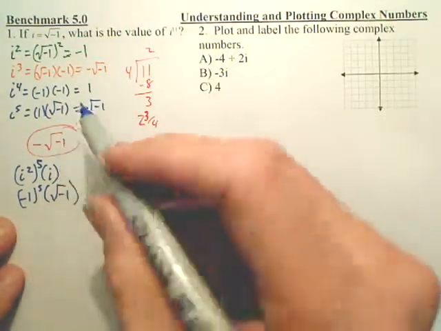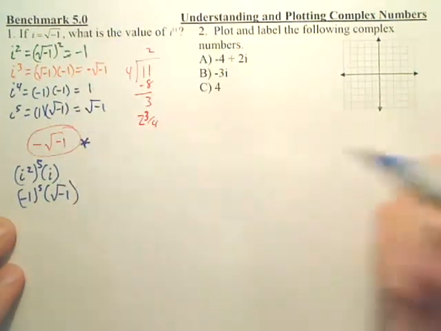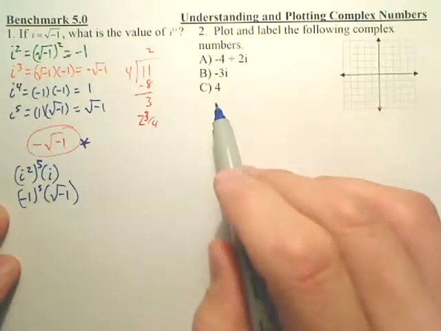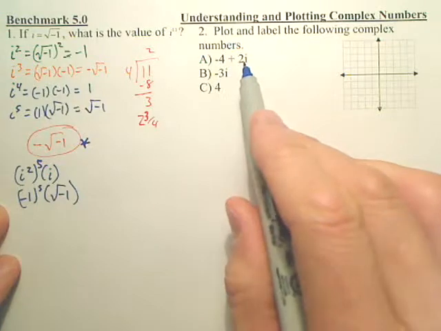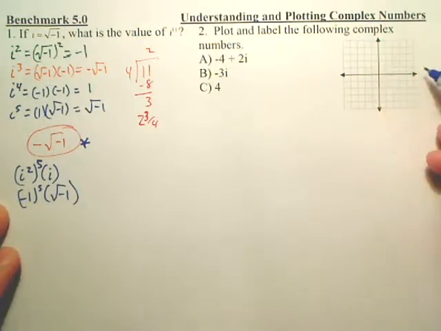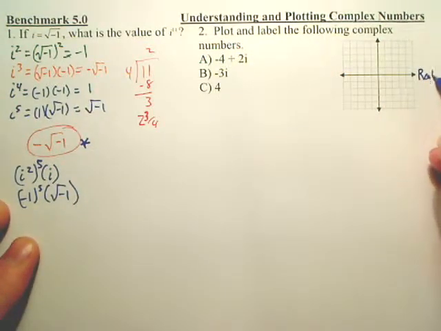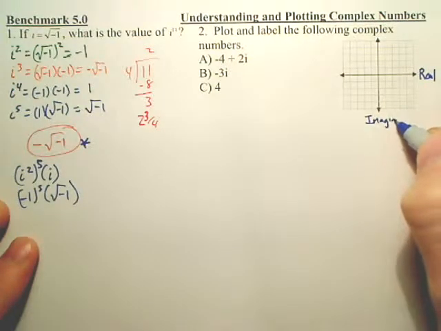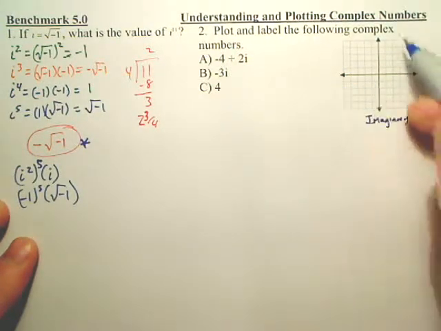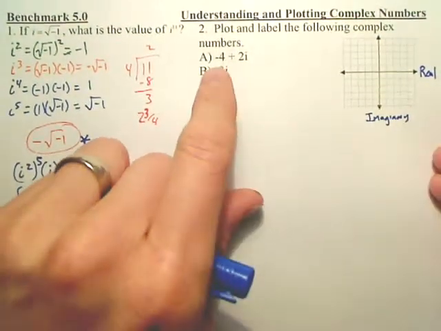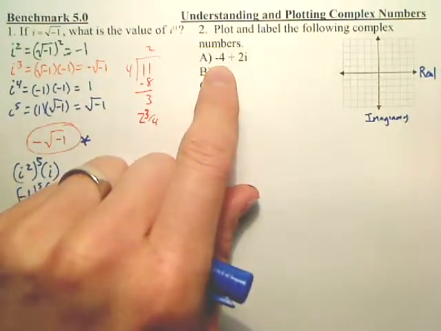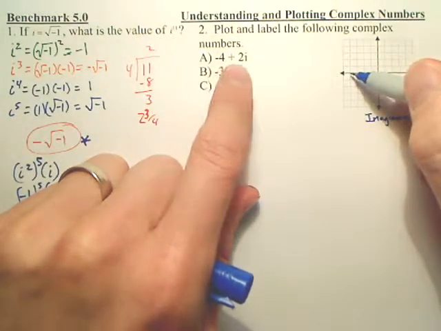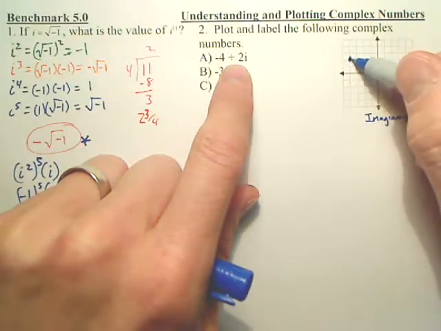Okay, so this one was right there. There's your answer. Number 2, plot these numbers. It's real simple. Negative 4 plus 2i. You have to first realize this is your real numbers, and this is your imaginary numbers. So for real numbers, I have negative 4, which means I go over 1, 2, 3, 4. The 2i means I go up 2.